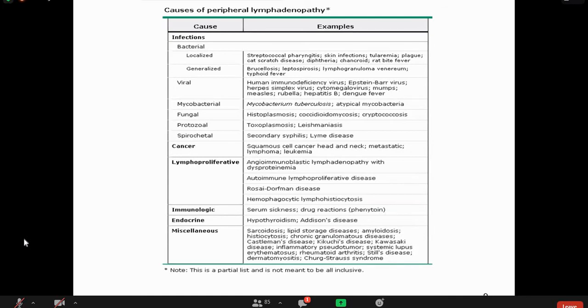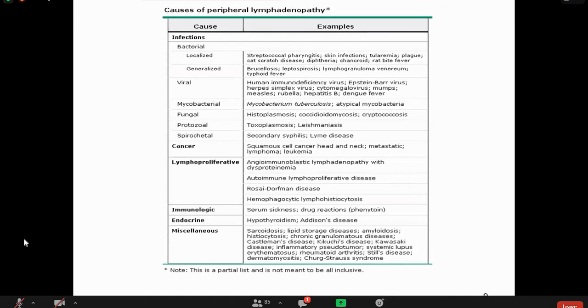Tularemia, plague, a disease which was endemic a long time ago but is not much talked about nowadays. Cat scratch disease is still coming in clinical practice. Diphtheria, still common in third world countries, for which we do the immunization. Chancroid and rat bite fever. Coming towards the common causes of generalized bacterial lymphadenopathy, one should remember brucellosis, leptospirosis, lymphogranuloma venereum, and typhoid fever.